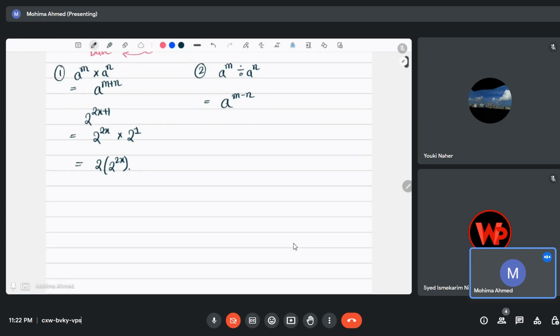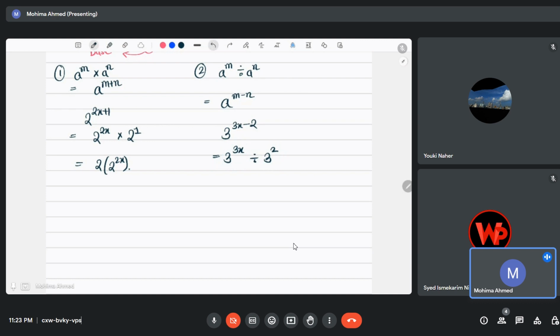Similarly, as an example for this formula would be 3 power 3x minus 2. As the powers have a minus within them, it represents that 3 power 3x was divided by 3 power 2. The second one always becomes the denominator. This is the denominator and this is the numerator.